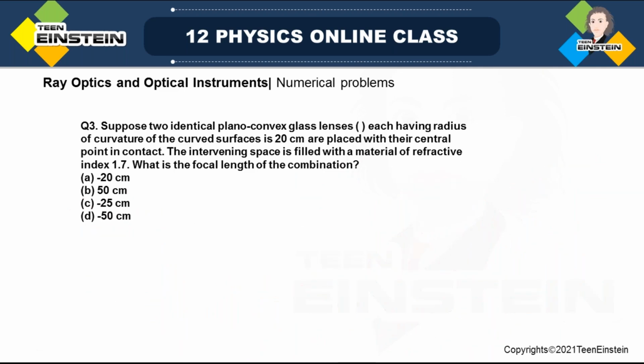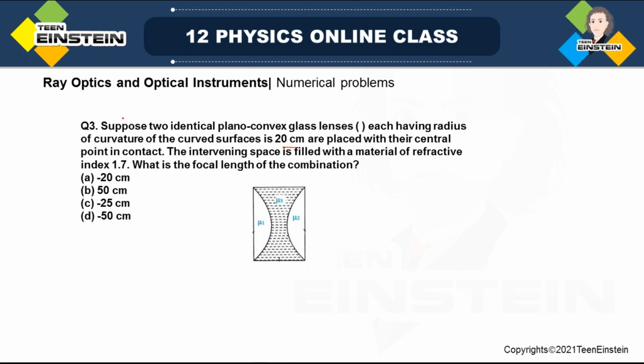Okay, so we'll just go to the next question. So this is another question. Suppose two identical plano-convex lenses, each having radius of curvature of the curved surface 20 centimeter. Let me read the whole problem. They are placed with their central portion in contact. The intervening space is filled with material of refractive index 1.7. What is the focal length of the combination?